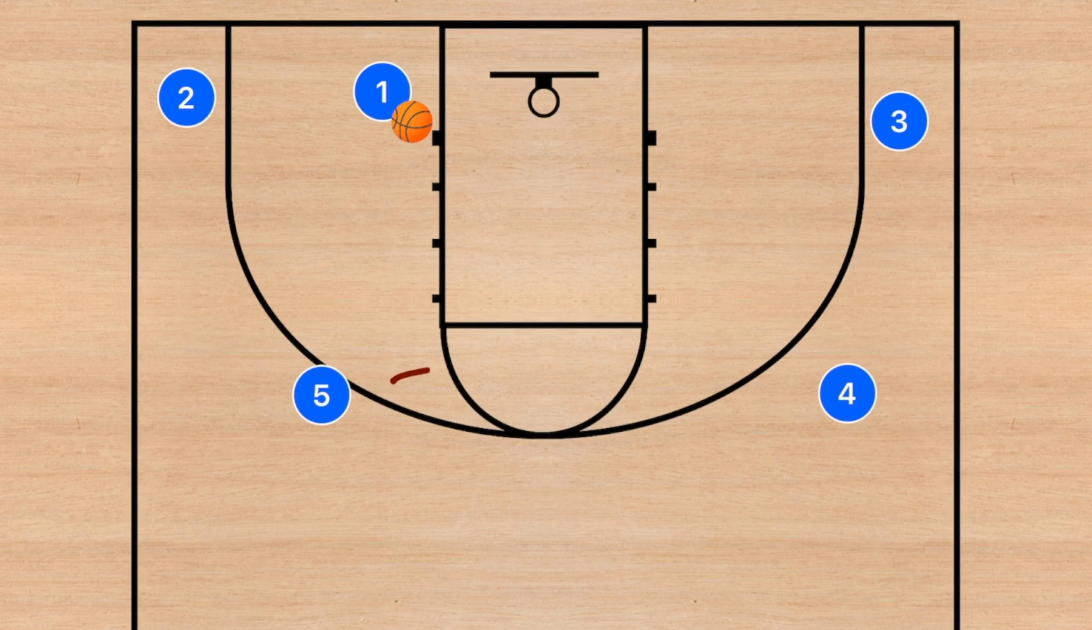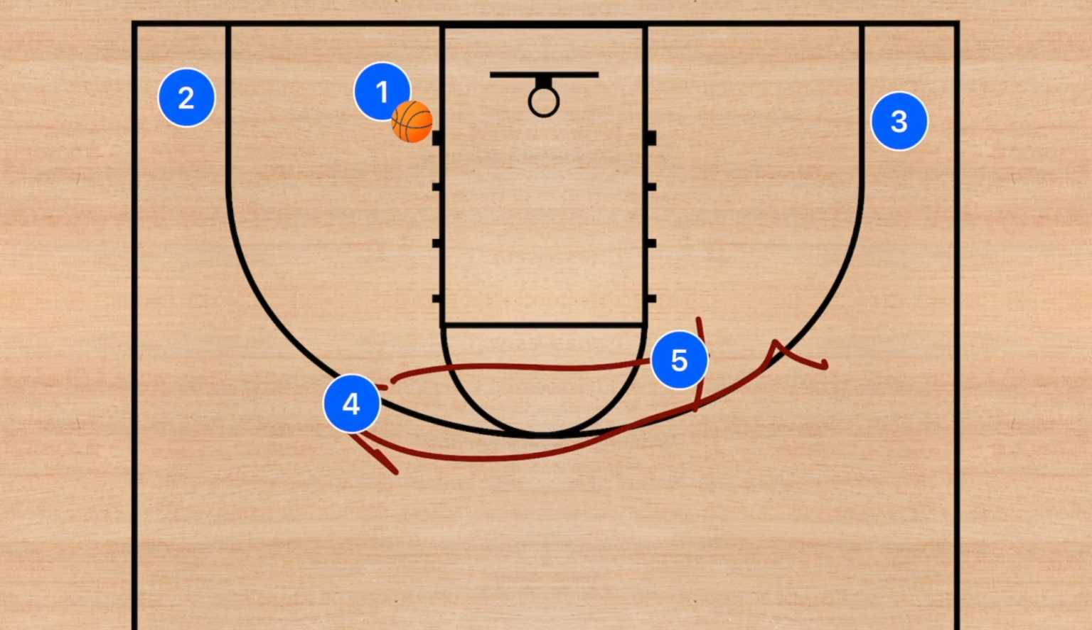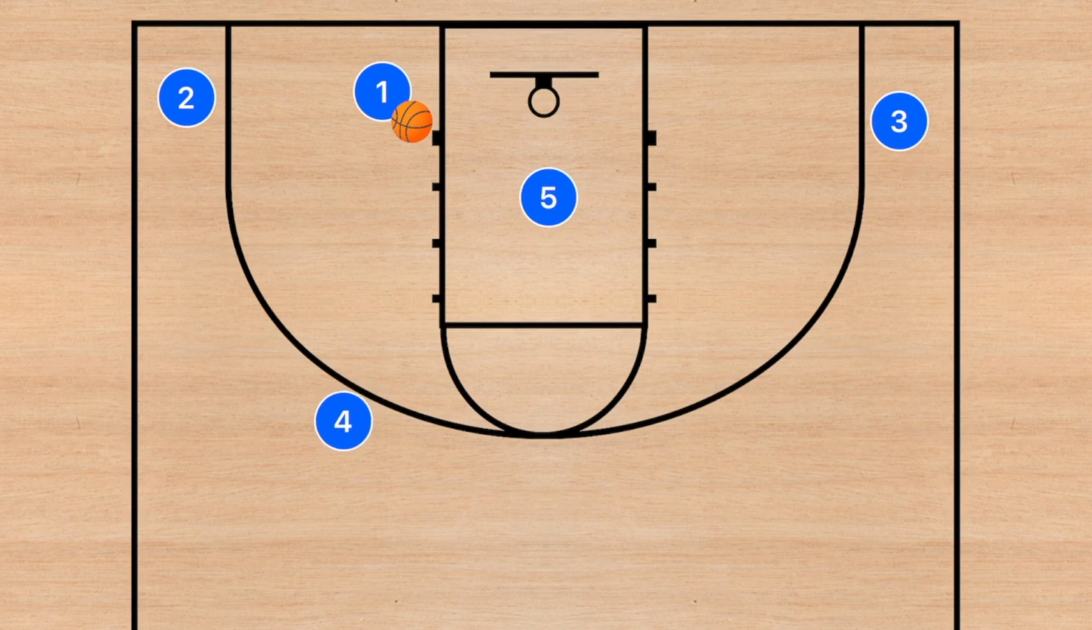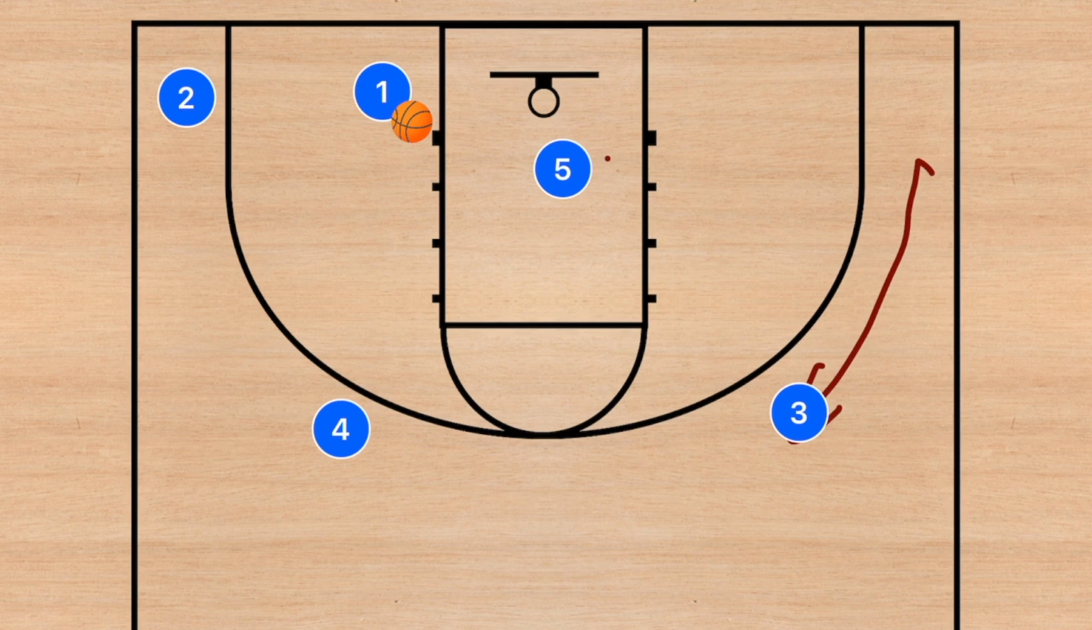So let's say, for example, the screen is set, player 4 uses that screen, player 5 rolls, and it's defended extremely well. How I would personally continue this play through is player 3 sprints up, player 5 pops out, and then we go into what we just ran.